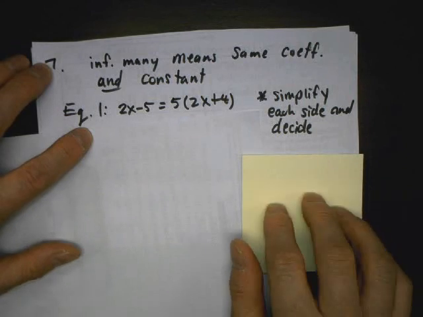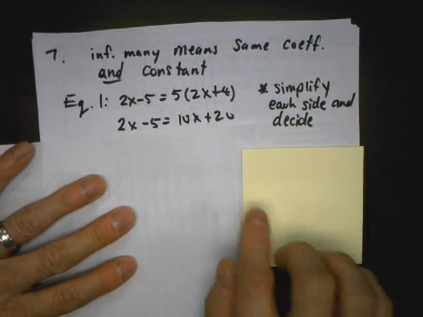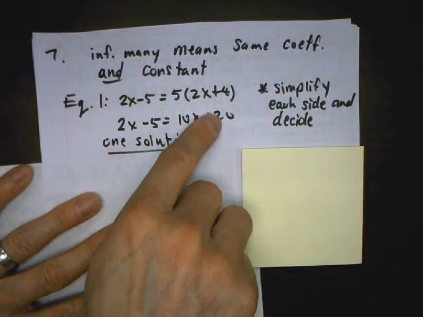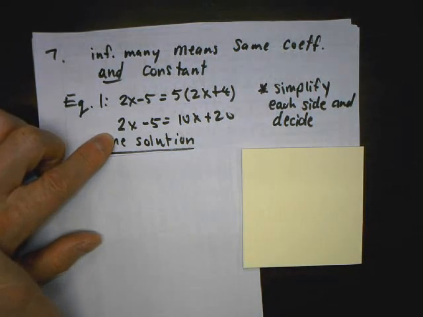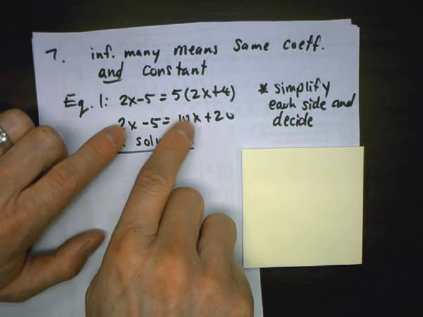Equation number 1. We're going to simplify both sides first. Simplify means distribute and then combine like terms. Well, I distributed. There are no like terms to combine, and I can stop right there. I don't actually have to solve this to see how many solutions there are. I can stop. Once both sides are simplified, I look at the coefficient.